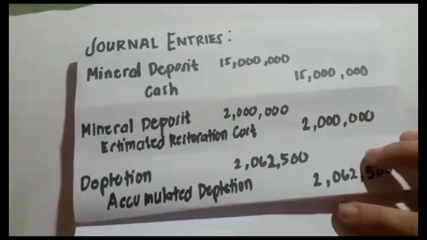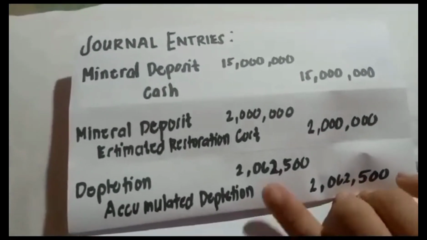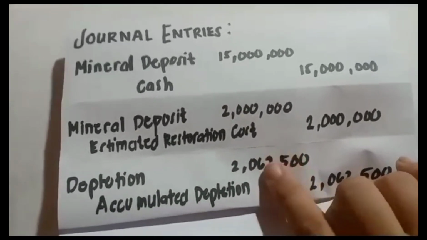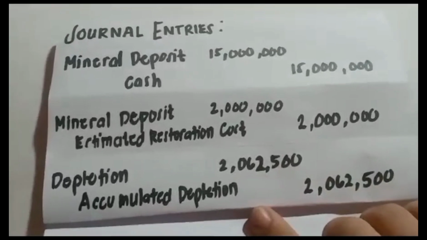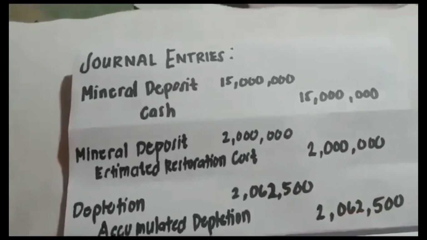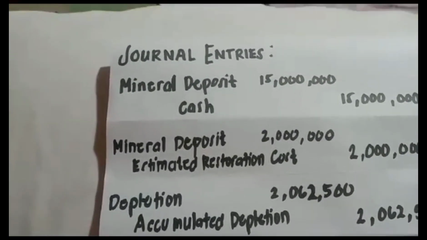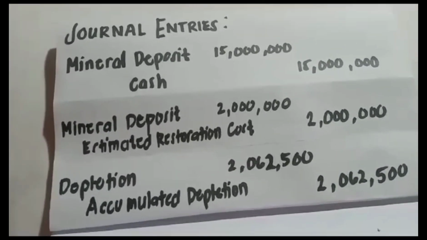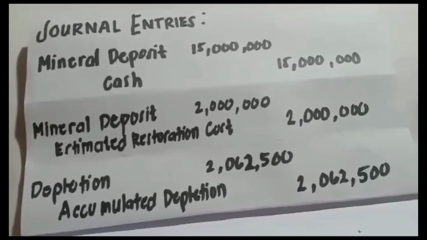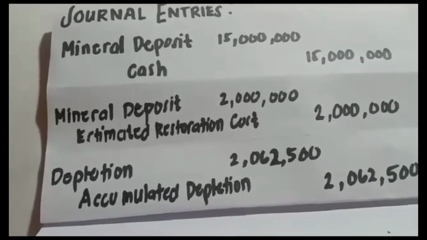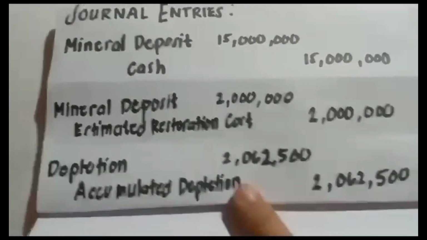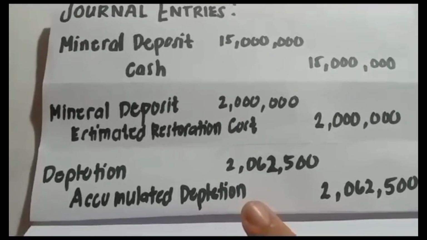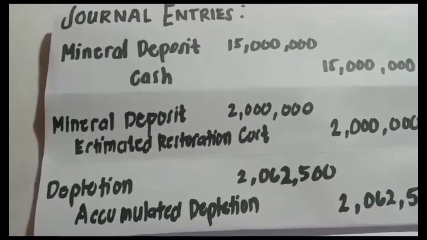And to record the depletion charge in 2021, we will debit depletion of 2,062,500, and credit accumulated depletion of 2,062,500. Depletion is an expense, because naunsa man ang wasting asset. And accumulated depletion, just like sa depreciation, parehas ba ni sa accumulated depreciation? No.